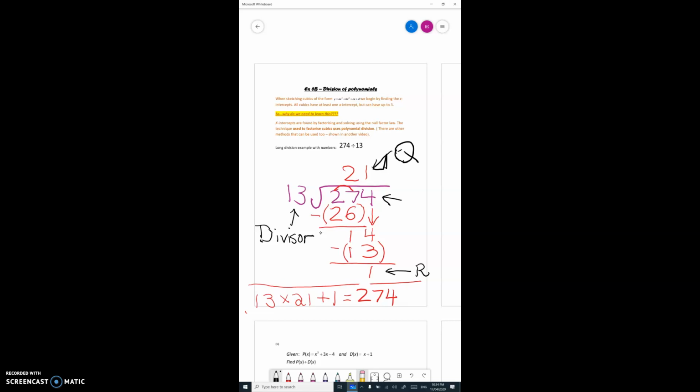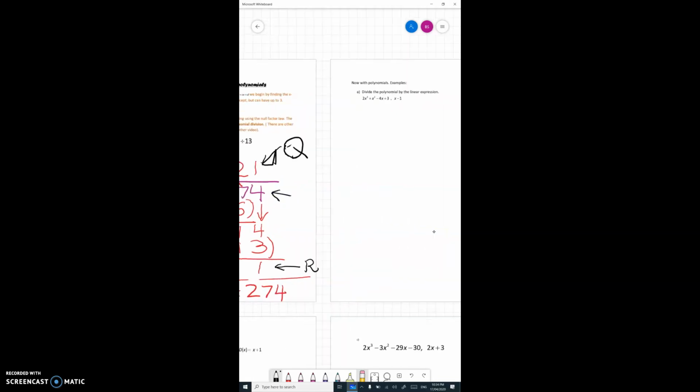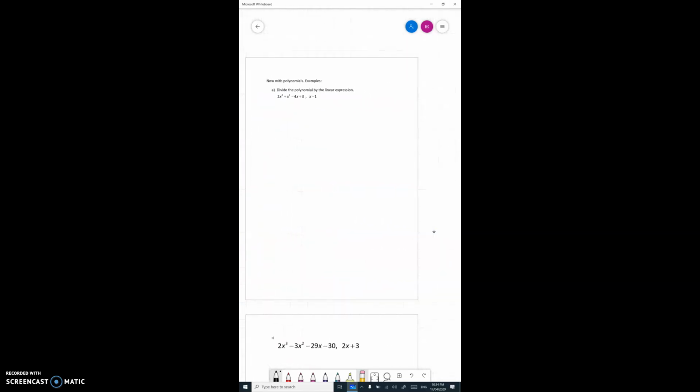All right. So now let's use this example, and we're going to do a similar thing, but we're going to do it with a polynomial.